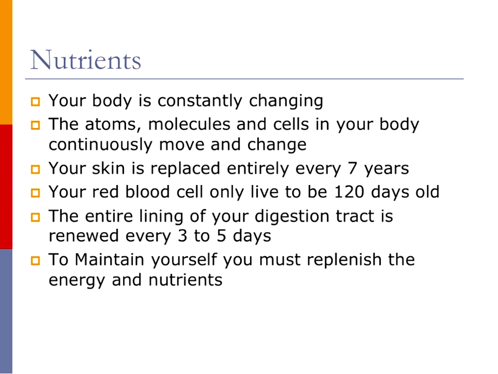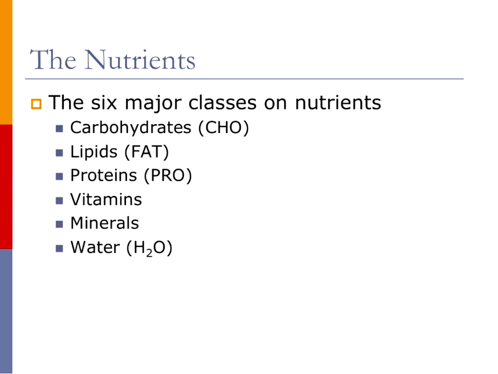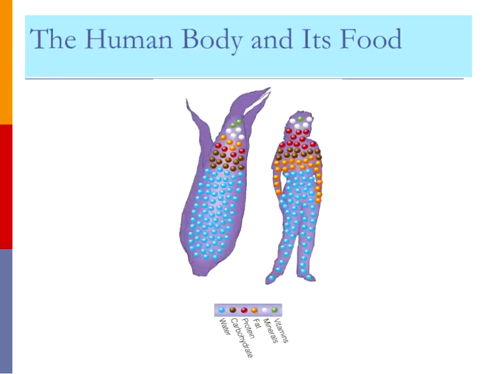getting out of here. Anyway, our body is continually being remodeled and replaced, so it's important that we continue to replace the nutrients that are in our bodies as well. There are 6 major classes of nutrients, but the human body is made up at least over 2/3 of water. Then there is the carbohydrate, and the red is the protein.